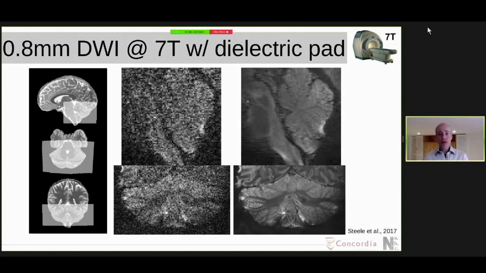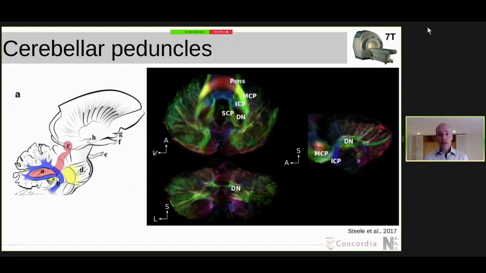So the first thing that we did was to recapitulate what others had done and try to identify these cerebellar peduncles. And we did this in a slightly different way. We created these track density images, which are just super resolution images of the tracks, of the streamlines going between every region within the cerebellum. And here the colors represent directions. So red is left-right, green is anterior-posterior, and blue is inferior-superior.